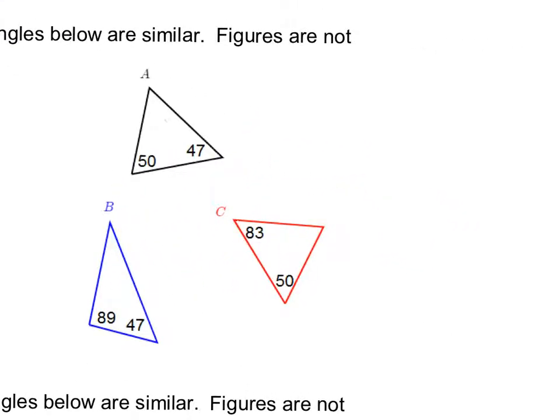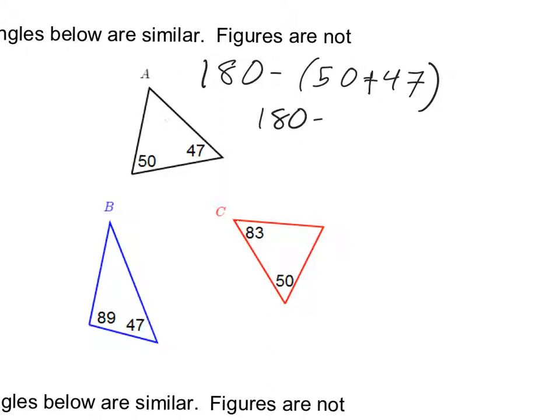Since all the angles add up to 180, I can easily just say 180 minus 50 plus 47. Well, 50 plus 47 is 97, and 180 minus 97 is 83. And so now I have this third angle. I want you to use the same idea and find the missing angles for these two really quick. Go ahead and do that on your own. You're going to have to pause the video and then check back when you're ready to check your work.